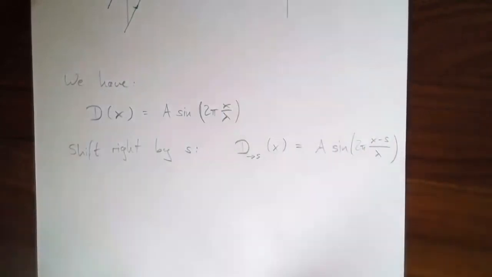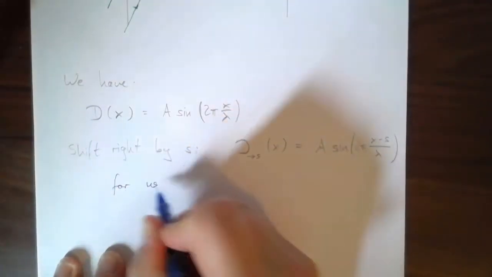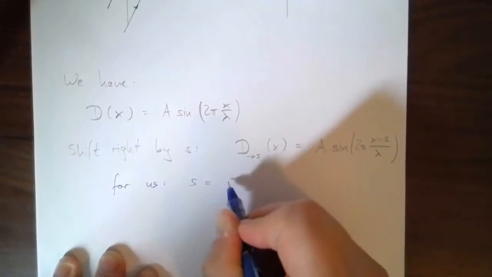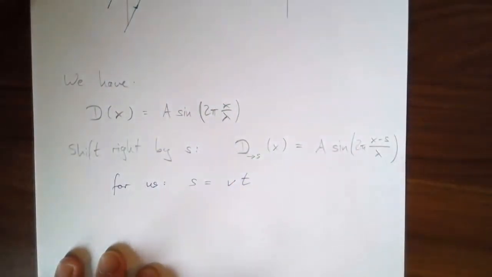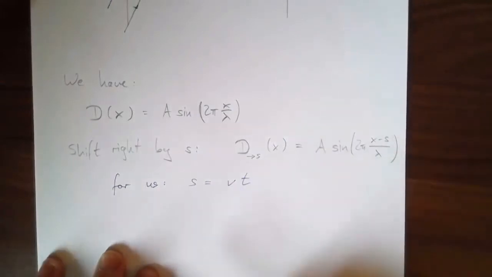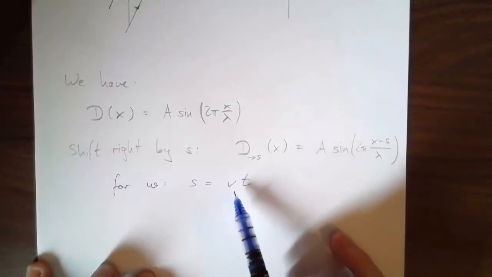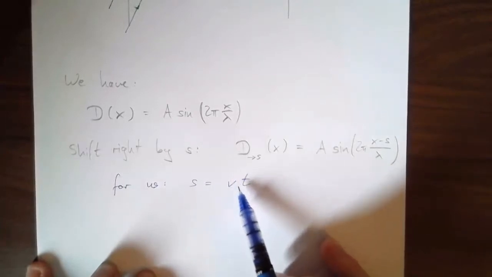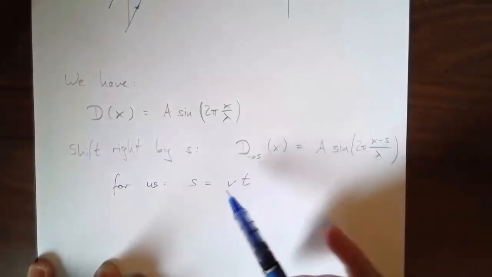Now what is s? S, the distance by which I want to shift my function, depends on time. So for us, s is, we said, v times t. Right? V times t. Because that is the distance by which the wave will have moved after time t: the time that has passed times the wave speed. It's basic kinematics.